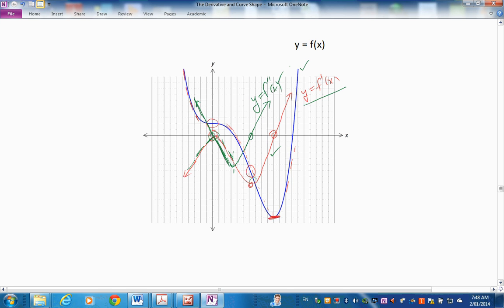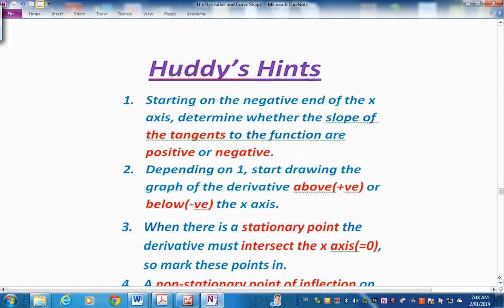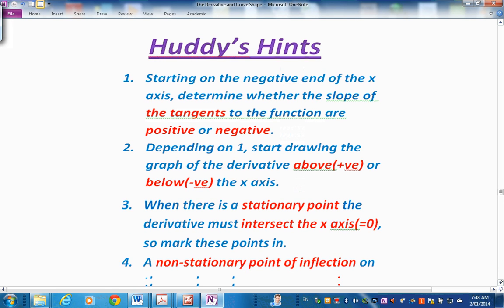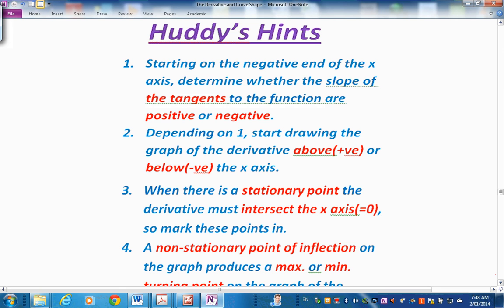So let's go on now and have a look. Just want to change colour there, a little bit of interruption. So here are my hints on how to do these. Starting on the negative end of the x-axis, determine whether the slope of the tangents are positive or negative. That's what we've been doing. Then start your graph either above or below the x-axis. Start drawing the graph of the derivative: above if the slopes are positive, below if slopes are negative.